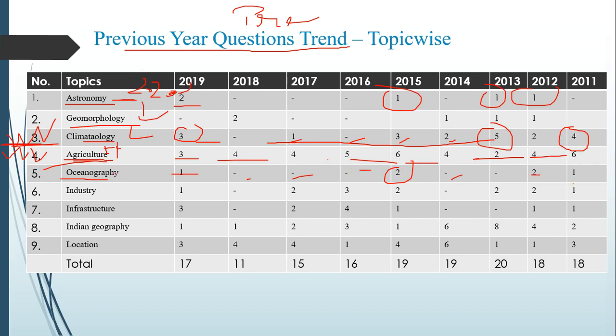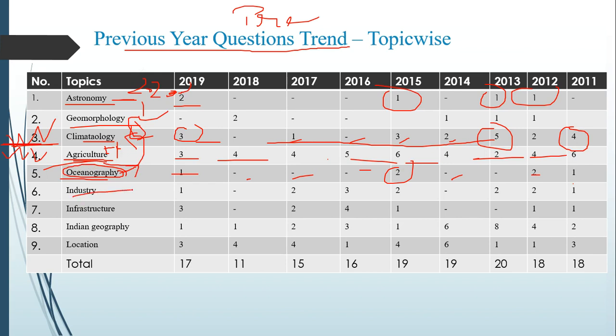So you can focus less on the oceanography section, but at least read that topic, because detail of the ocean is required, and the concept of oceanography is required to answer a question of climatology and geomorphology also, because these all three topics are interrelated to each other.